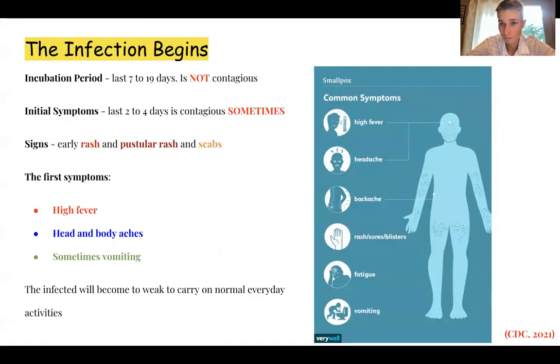So now let's talk about what happens when you actually get the smallpox virus. The incubation period lasts 7 to 19 days, and it's not contagious. The initial symptoms last around 2 to 4 days, and they can be contagious sometimes, but not often. The early signs are a rash and scabs, and they develop a high fever, head and body aches, and sometimes vomiting.